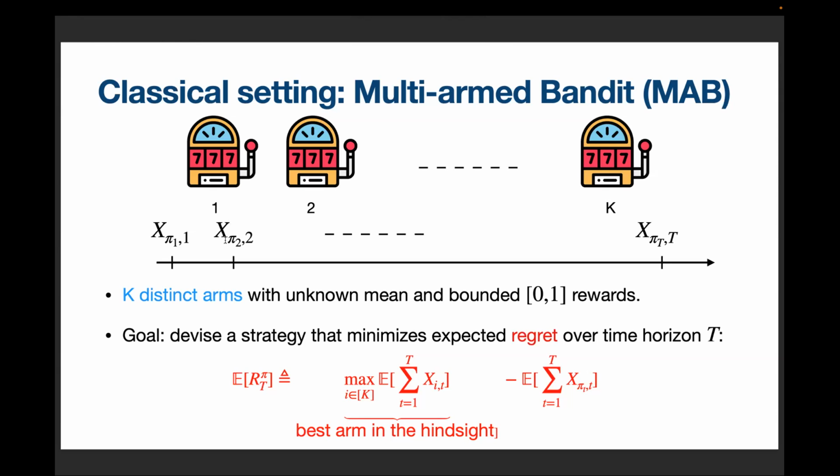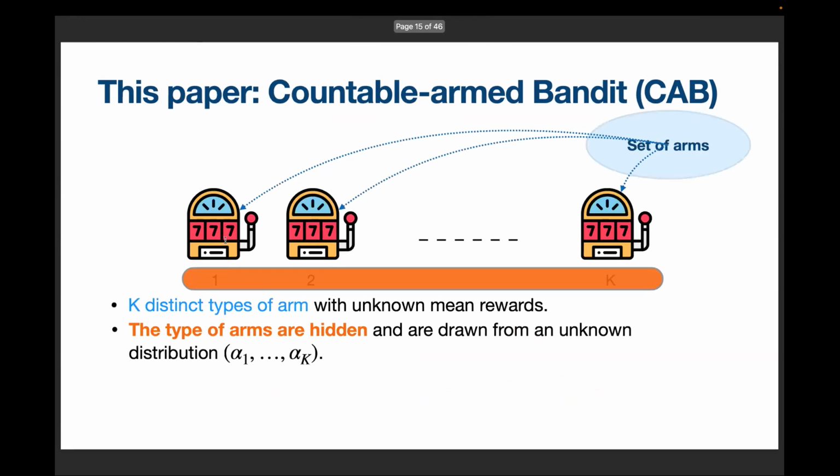Now let's look at what this paper is dealing with. The problem that this paper is dealing with, they call it the countable arm bandit, or CAB, in short. Again, we have a set of arms, and there are k distinct types of arms, again with unknown mean rewards. So up to now, everything is similar to the classical multi-arm bandit setting. But here's the main difference.